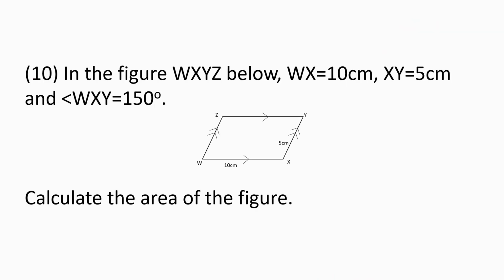In the figure WXYZ below, WX is equal to 10 centimeters, XY is equal to 5 centimeters, and angle WXY is equal to 150 degrees. Calculate the area of the figure. So we've been given the figure and its dimensions. We have WX as 10 centimeters, XY as 5 centimeters, and angle WXY as 150 degrees.